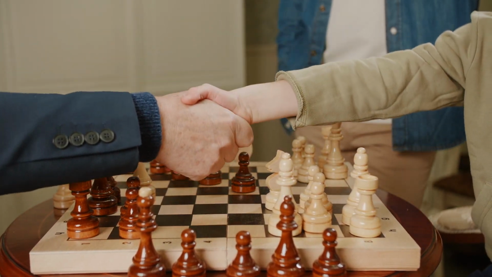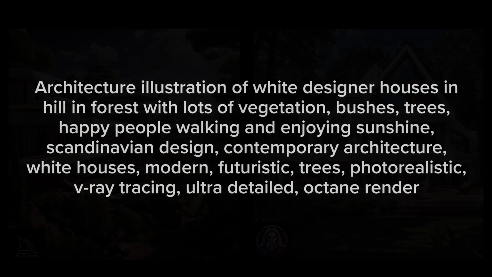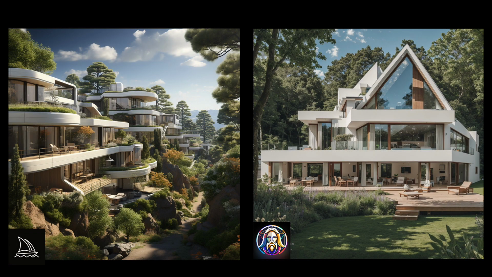All right, for our next prompt, architecture illustration of white designer houses in hill, in forest with lots of vegetation. Bushes, trees, happy people walking and enjoying sunshine, Scandinavian design, contemporary architecture, modern futuristic, trees, photorealistic, V-ray tracing, ultra detail, octane render. I would say that on the quality aspect, both images pass.